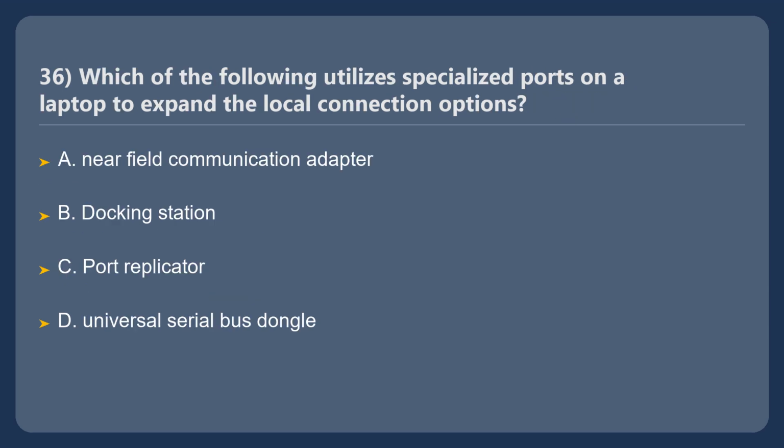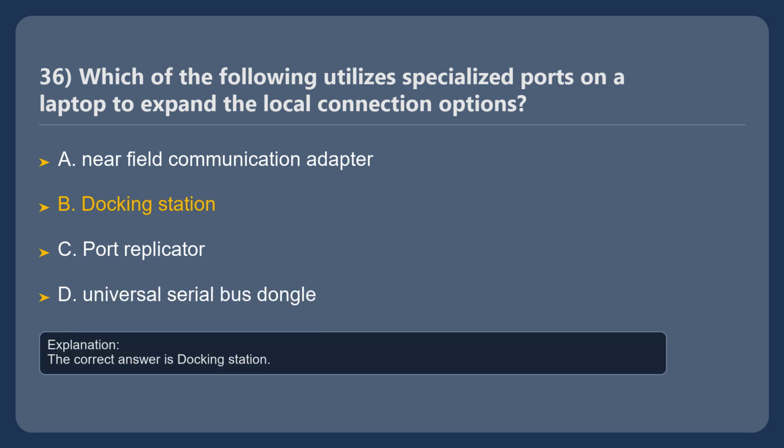Question 36. Which of the following utilizes specialized ports on a laptop to expand the local connection options? Option A, near-field communication adapter. Option B, docking station. Option C, port replicator. Option D, universal serial bus dongle. The correct answer is option B, docking station.